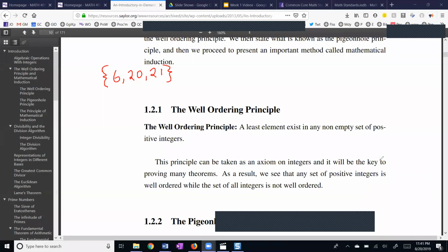This set, which is a finite set, which is 6, 20, and 21, also has the well-ordering principle because it has a least element. The least element is 6.